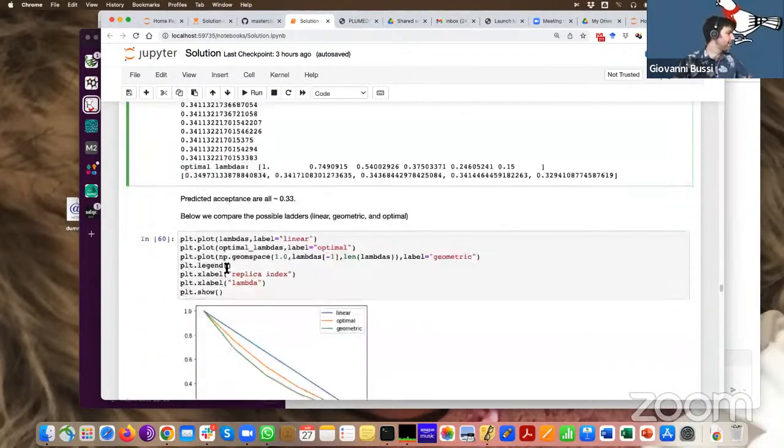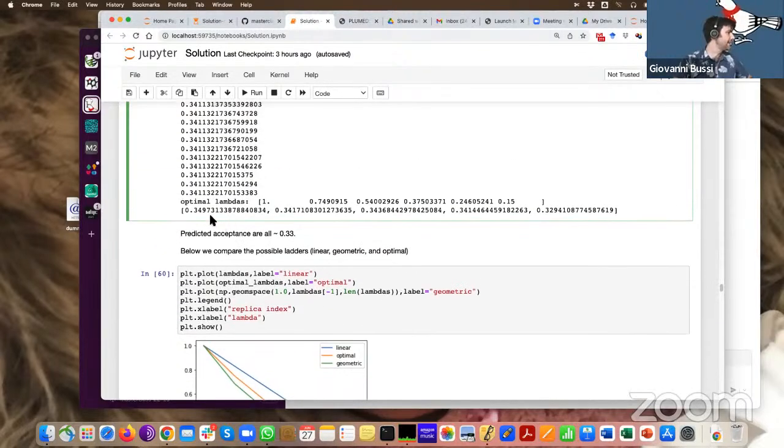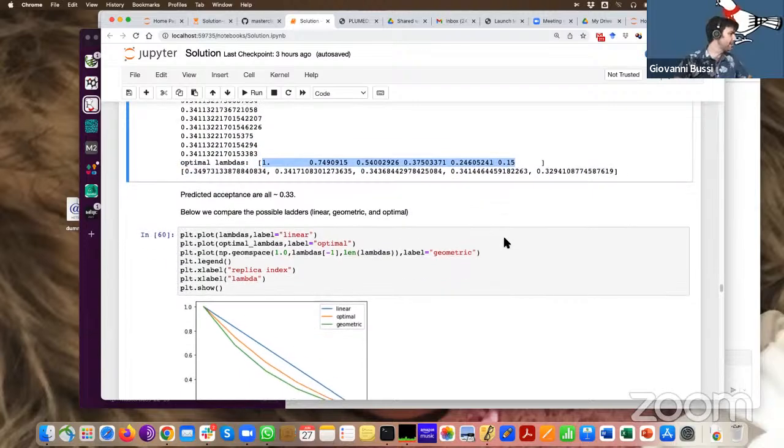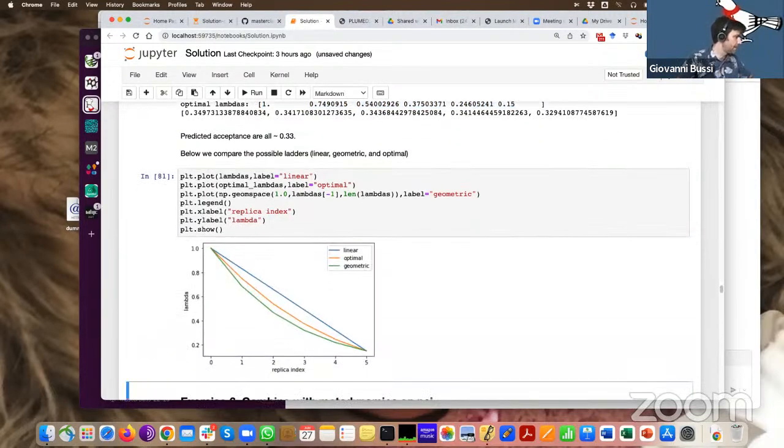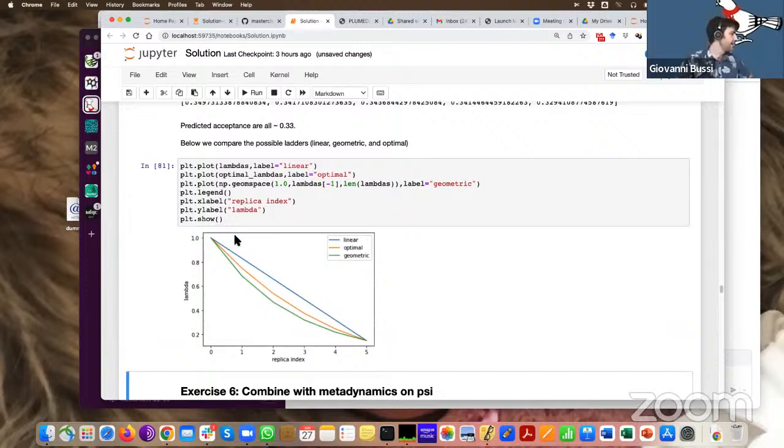And this is what happens, that at the end, the predicted acceptances are very similar to each other, all of them very close to 33%. And here's the ladder of lambdas. I can plot the ladder of lambdas. Okay, the label is wrong here. This is the replica index. And this is the value of lambda. The linear interpolation goes from 1 to 0.15 linearly. The geometric progression goes here. The optimized one is here. Okay, does it make sense?